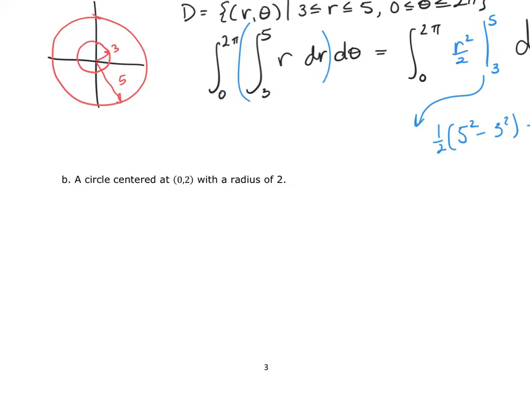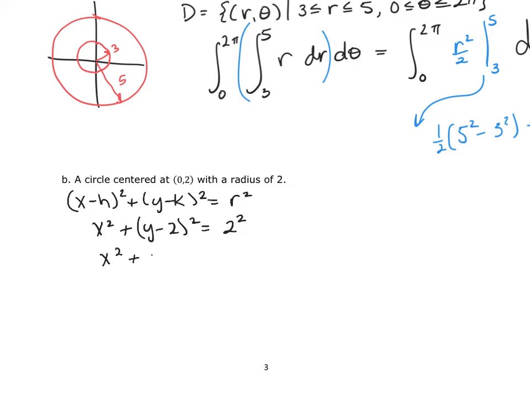in polar. So a circle in general is going to be of the form (x minus h) quantity squared plus (y minus k) quantity squared is equal to r squared. So we're centered on the y-axis, so it'd be x squared plus (y minus 2) quantity squared is equal to 2 squared. x squared plus y squared minus 4y plus 4 is equal to 4. So y squared plus x squared is equal to 4y.